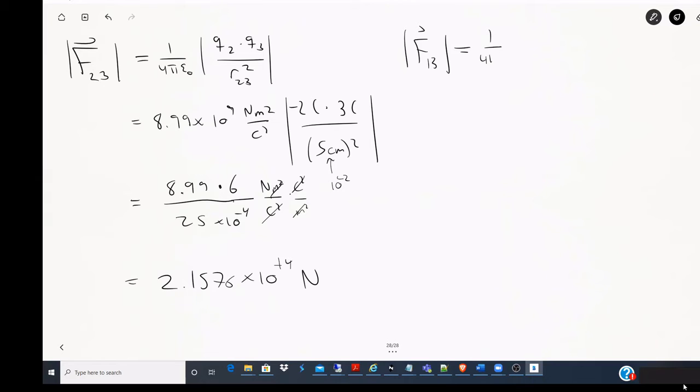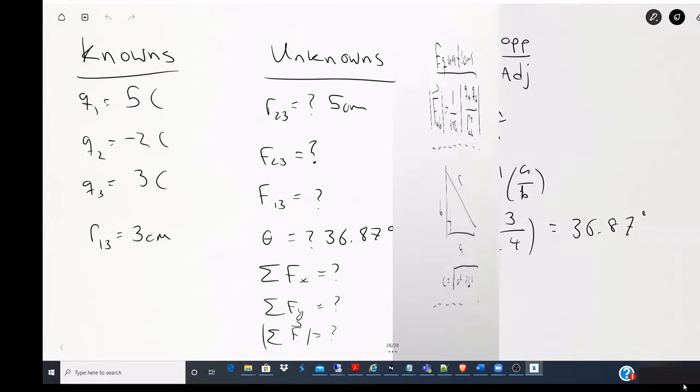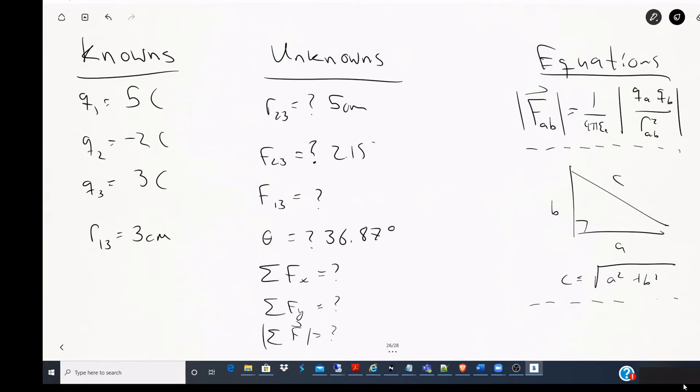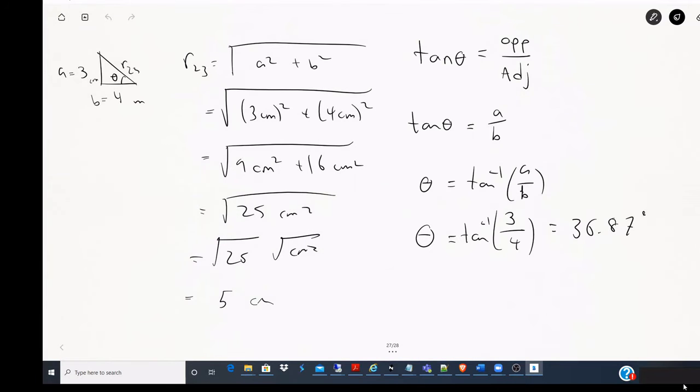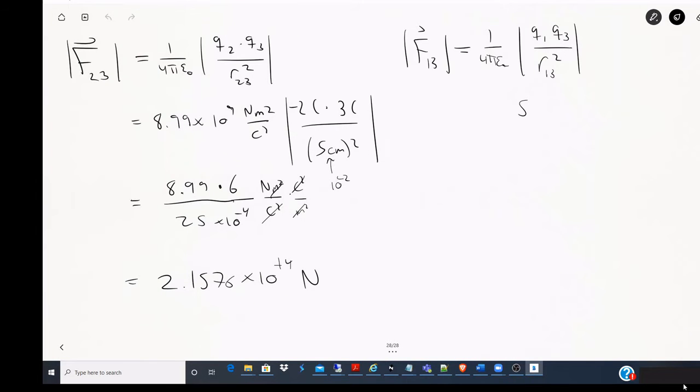Now we'll focus on the force that 1 exerts on 3. And it's just Coulomb's law formula all over again. And I'll write 2.1576 times 10 to the 4th newtons. Okay, for F13, I need Q1, Q3, and R13. So it's 5 coulombs, 3 coulombs, and 3 centimeters.